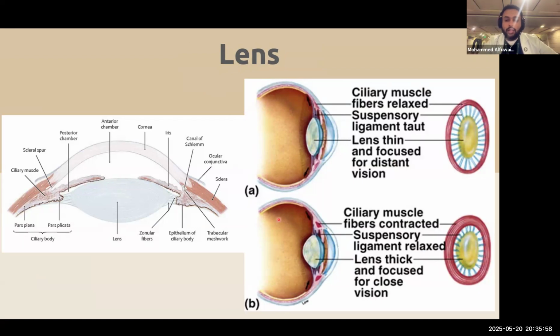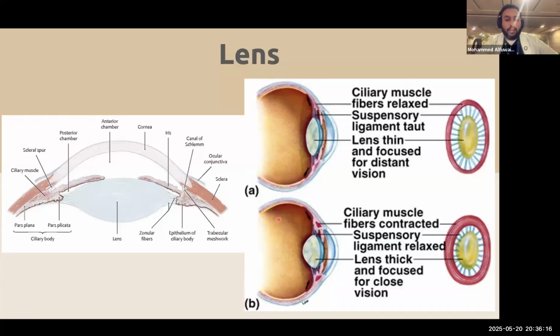Simple. Lens and the ciliary body and the suspensory ligament. What's the main function? To focus the vision. Focus itself, refraction, and accommodation. I want you guys to remember these key terms in terms of your clinical.